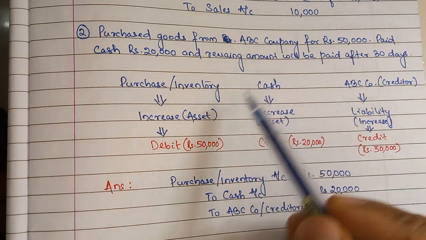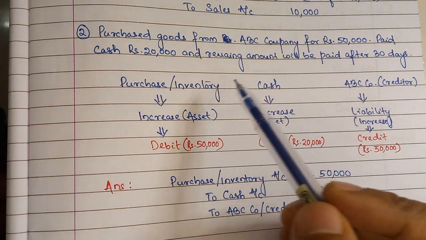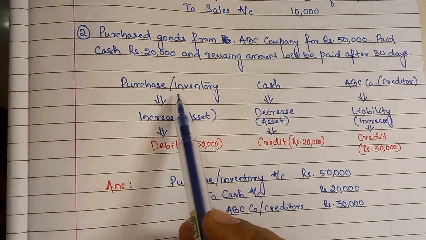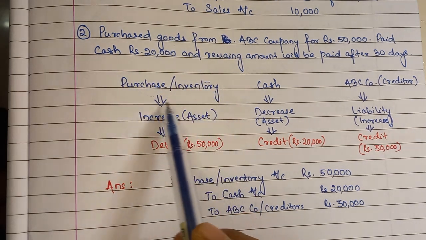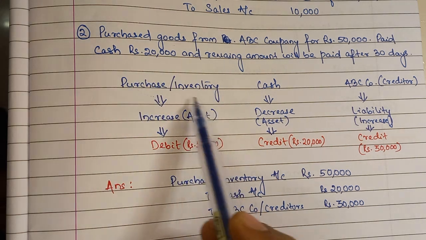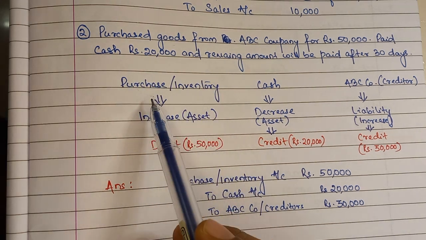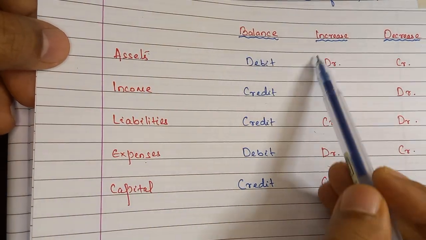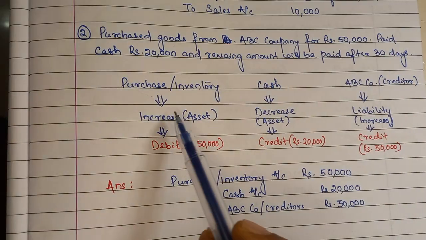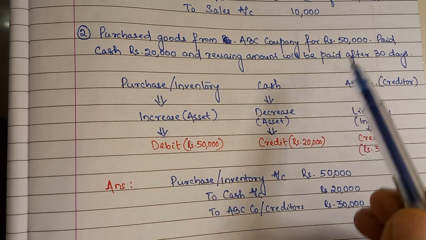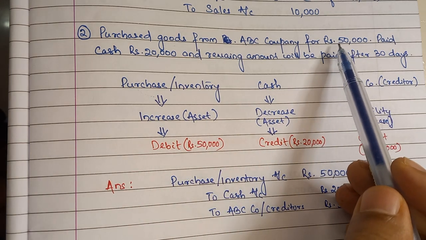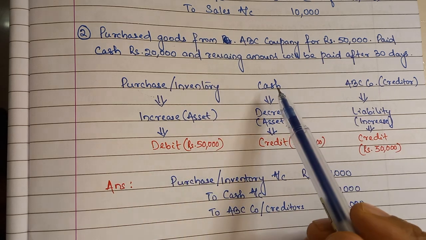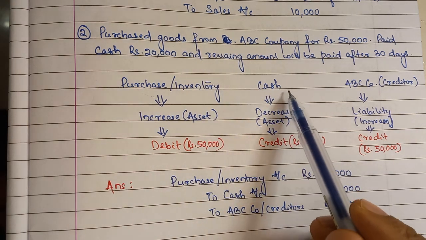So there are three accounts which are going to be impacted. What are the three accounts? The first one is purchase inventory. That means whatever you are buying from the vendor is inventory for you and that is an asset. So what is happening here? Asset is increasing, right? So increase in asset is always a debit. Hence this is debited here. What is the amount? The total amount of goods you are buying is rupees 50,000. Hence debit is 50,000. Now, are you paying cash 50,000 rupees? No.